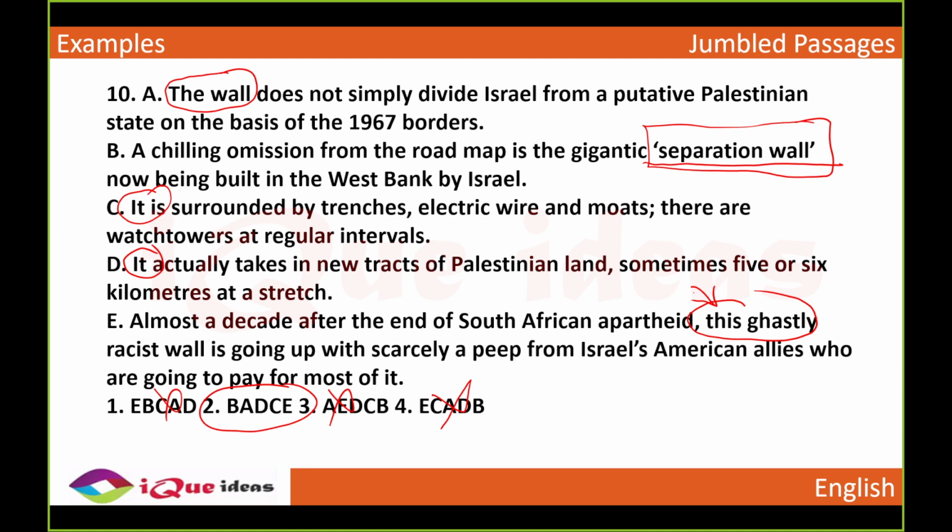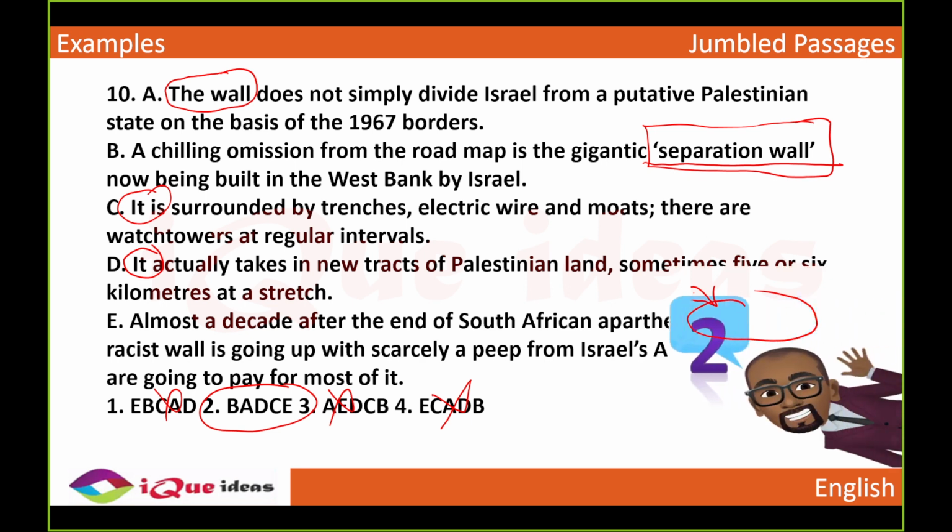So B, chilling omission from the roadmap is the gigantic separation wall being built in the West Bank by Israel. The wall does not simply divide Israel from a putative Palestinian state on the basis of 1967 borders. It takes in new tracks, blah blah blah. It is surrounded by trenches, and almost a decade this is going to be okay. So then B, A, D, C, E, the second option is best. Ghastly means terrible.